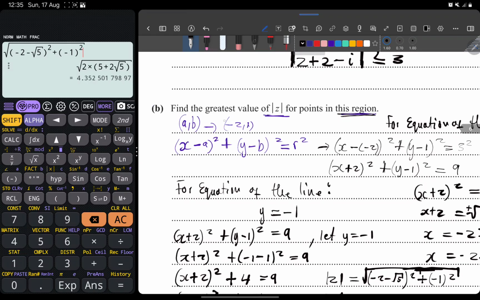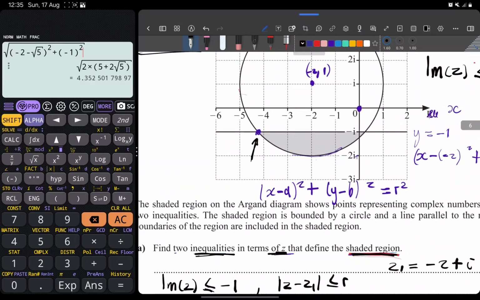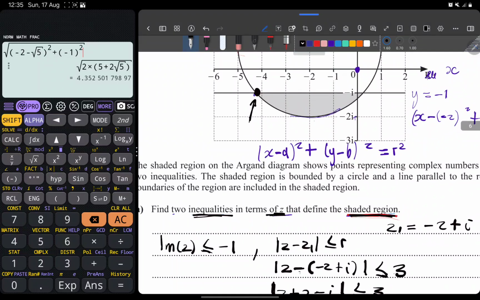So don't ever be confused by greatest value. For the greatest value of the modulus of z, we are just looking for the furthest point. What is the furthest point from the origin? They want the furthest point from the origin, so you have to identify it. Here they want it in the shaded region. The furthest point was here. This was the furthest point, so we just need to find its length.